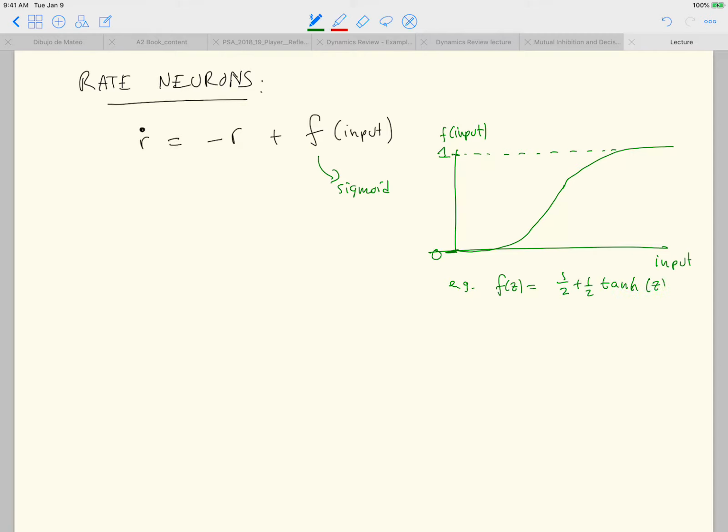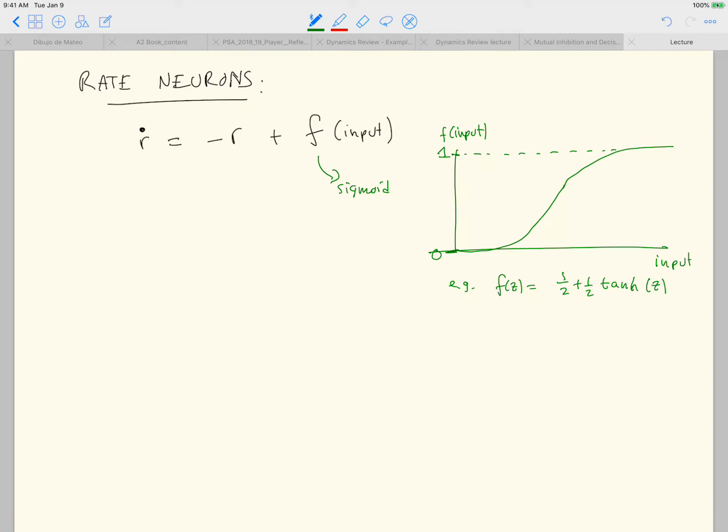The hyperbolic tangent made positive. But the bottom line is simply that it's an S-shaped function like this. So adding that means that now our firing rates are limited to being between 0 and 1. Why is that? If you look at the equations themselves, there's nothing there that says that r has to be between 0 and 1. All that we've done is say that the f of the input has to be between 0 and 1.